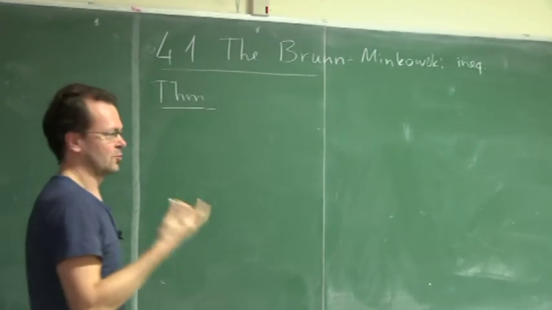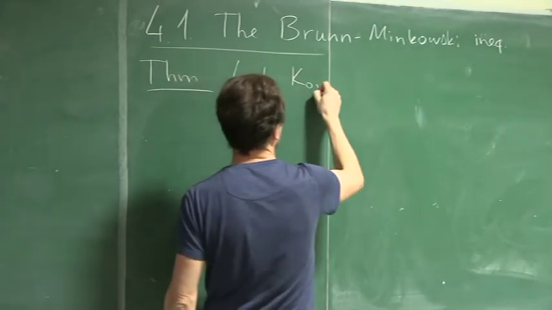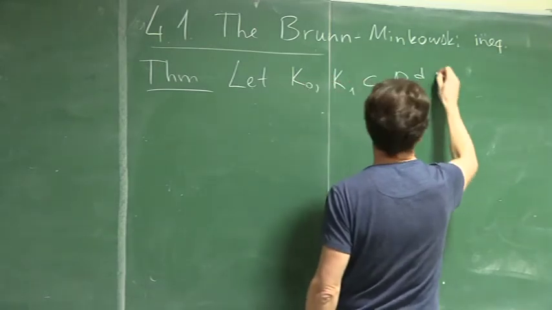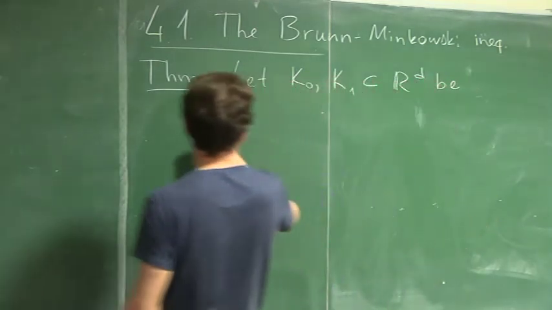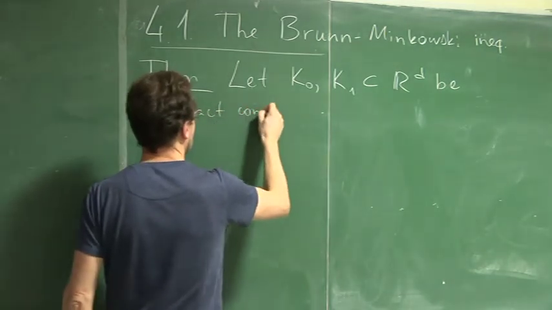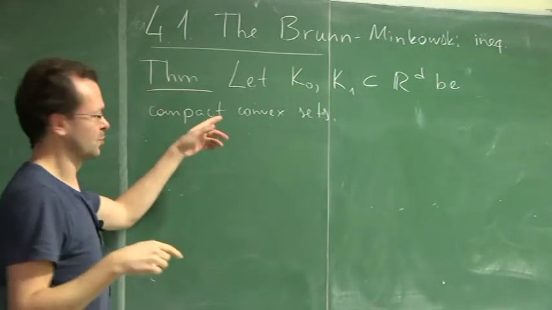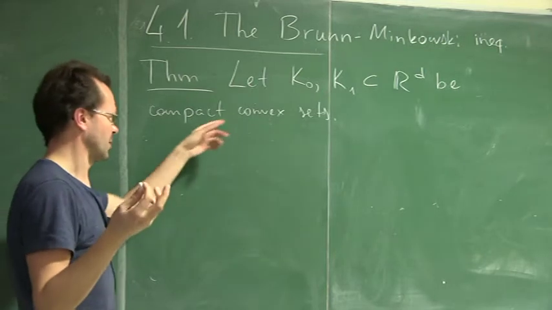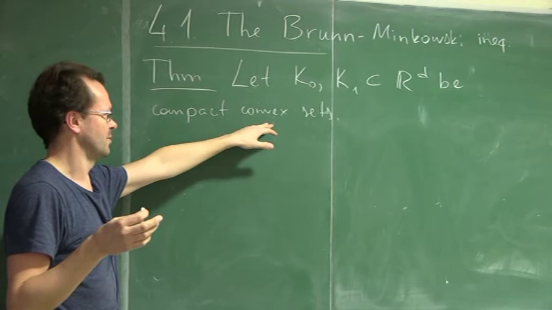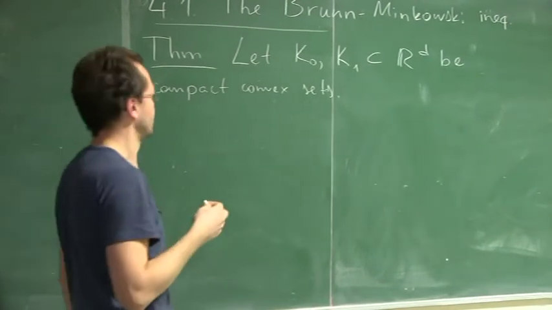So this time we take two convex sets K0 and K1 in R^d, be compact convex sets. So I don't say convex bodies, because what is a convex body? It's a compact convex set with non-empty interior. This time I allow the interior to be empty, because the theorem is also interesting under this assumption.